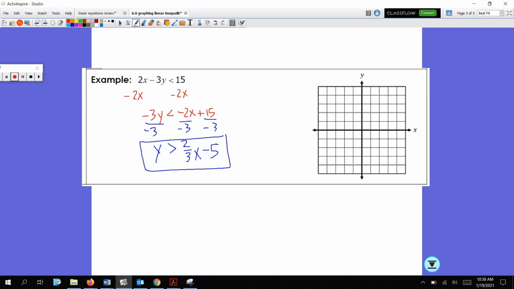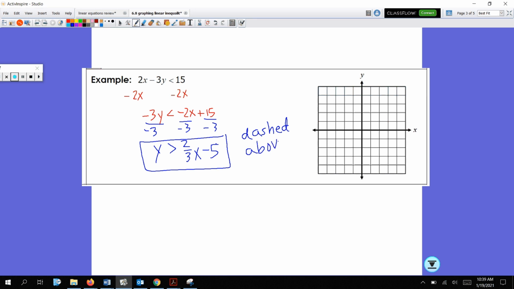But first, let's look at this inequality. Is it going to be solid or dashy? It's greater than. There's no line under it. So it's going to be a dashed line. It's good to write this down and have this in your mind before you start graphing. Okay? And then it's greater than. Is it going to be above the line or below? Greater is above. So it's dashed above.